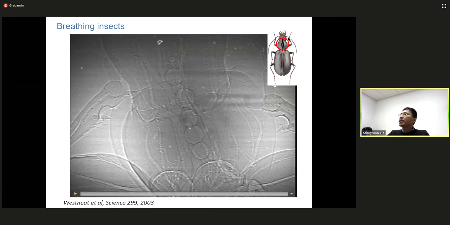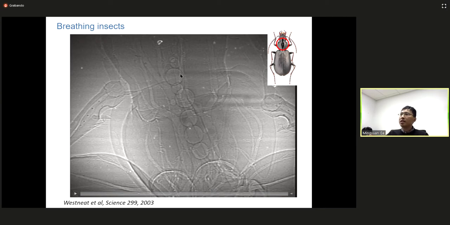So this is just another beetle. People are trying to look at how the beetles breathe. We can see there are a lot of bubbles inside. If the image plays well, we can see the bubbles going in and out with the pressure change in the throat of the ant. So it's very powerful to look at live insects without additional damage.